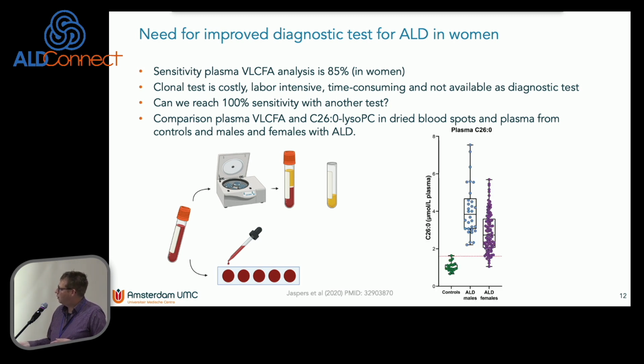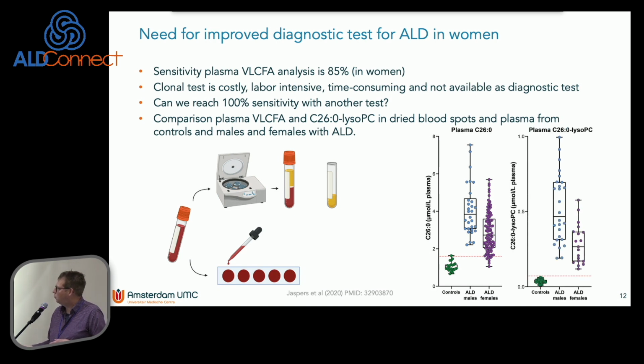And so this is the graph that I showed you before. That 15% of the women have normal very long chain fatty acids, and when we do C26 lyso-PC, you see that they're all elevated. So the conclusion is that the C26 lyso-PC is a superior biomarker. It's also much easier, and now we can screen everybody suspected of ALD with the same biomarker.